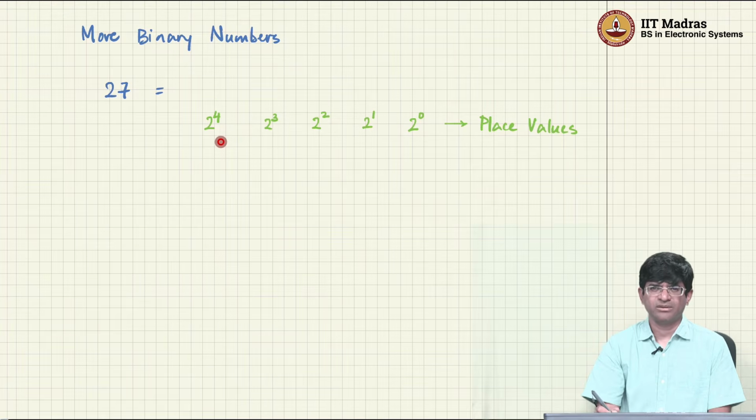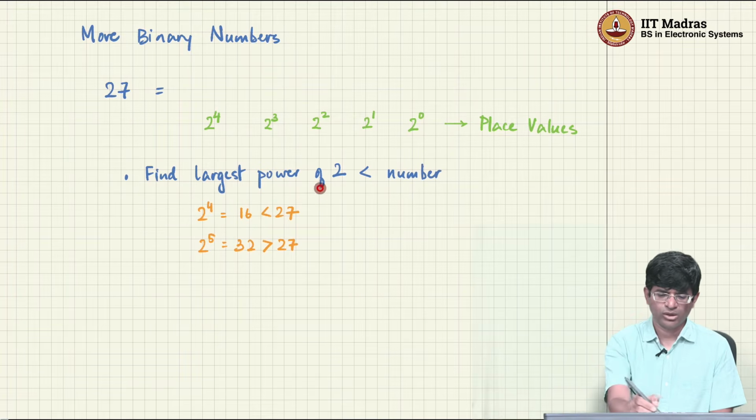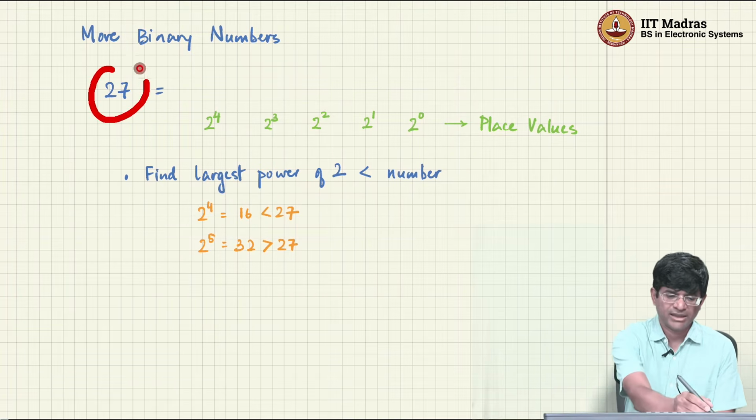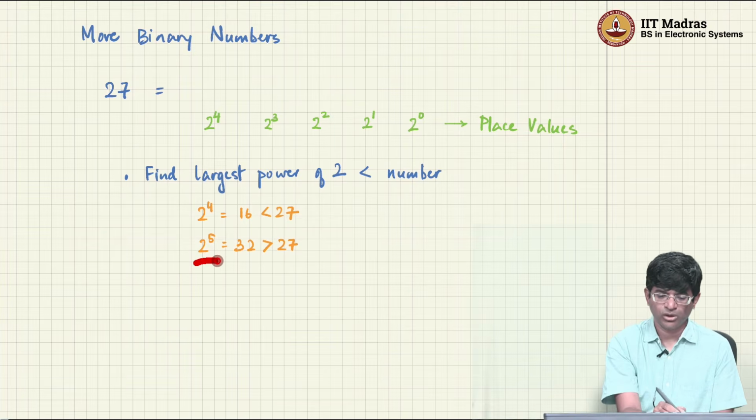Now you might ask the question, why did I stop at 2 power 4? The reason is I actually want to find the largest power of 2 that is less than the number I am trying to represent. It turns out that 2 power 4 is equal to 16, which is less than 27. But if I go to 2 power 5, I get 32, which is greater than 27.